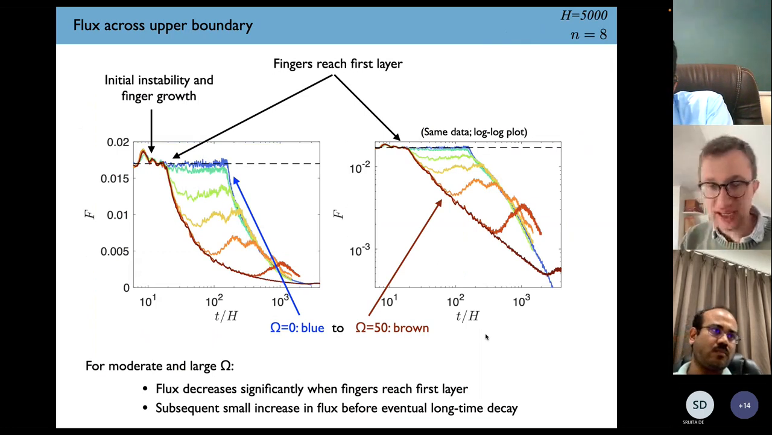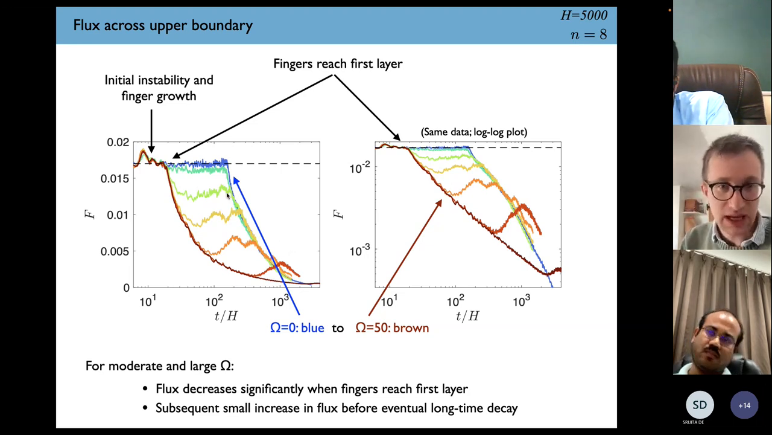How does any of that reflect in measurements of the flux? So here I'm showing the flux as a function of time. I'm showing the same data twice, so there's two plots of the same thing. One's just log scale and one is not log scale. There's various lines here, so let me just talk you through it. If you look at the blue line first, that's the homogeneous case.